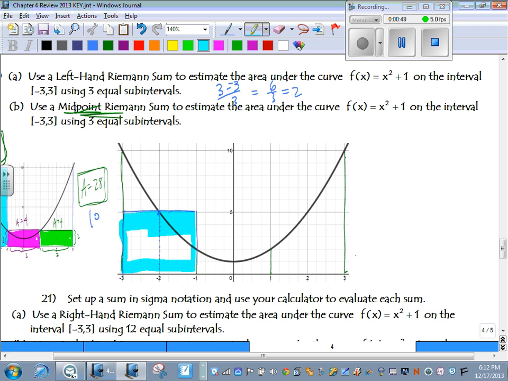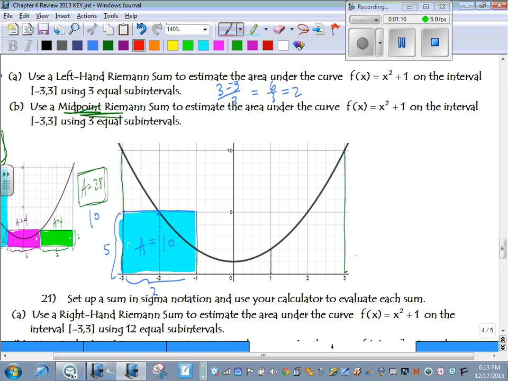The height of this rectangle can be determined by putting -2 into our equation. So if we put -2 in here, -2 squared is 4, plus 1 is 5. And we can kind of tell that from the graph here, that the height is 5, our base is still 2. So the area of this rectangle is 10.